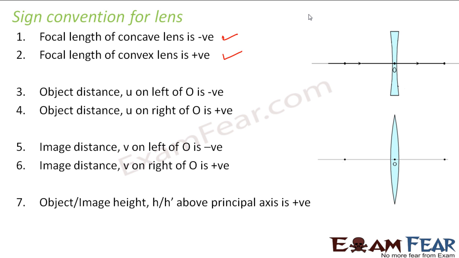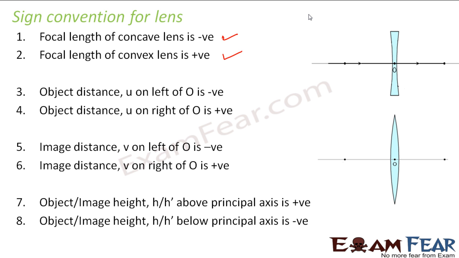The object or image height, which is denoted by h or h dash, above the principal axis is positive and below the principal axis is negative. Right? So these are some of the common sign conventions which were true even for spherical mirrors.